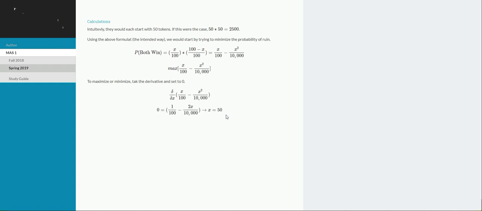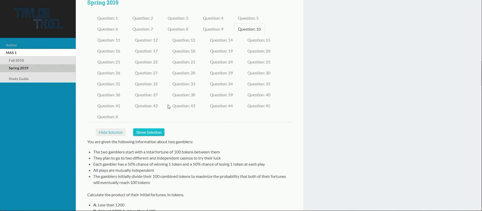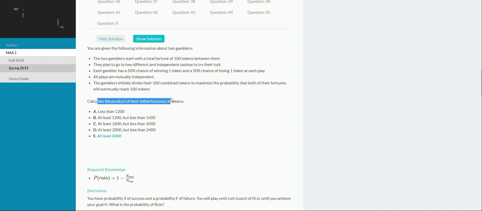While that can happen in some problems, for this problem we know that's not occurring, because if either of them starts with 0 tokens, we know right off the bat that they lose. Since that's the case, and this is the only root we get, we don't even need to bother checking the second derivative to see if it's a maximum versus a minimum. So since our solution is 50, and the question asks for the product of their starting conditions, one starts with 50, the other starts with 50. Their product is 2,500, and that gets us our answer of E.